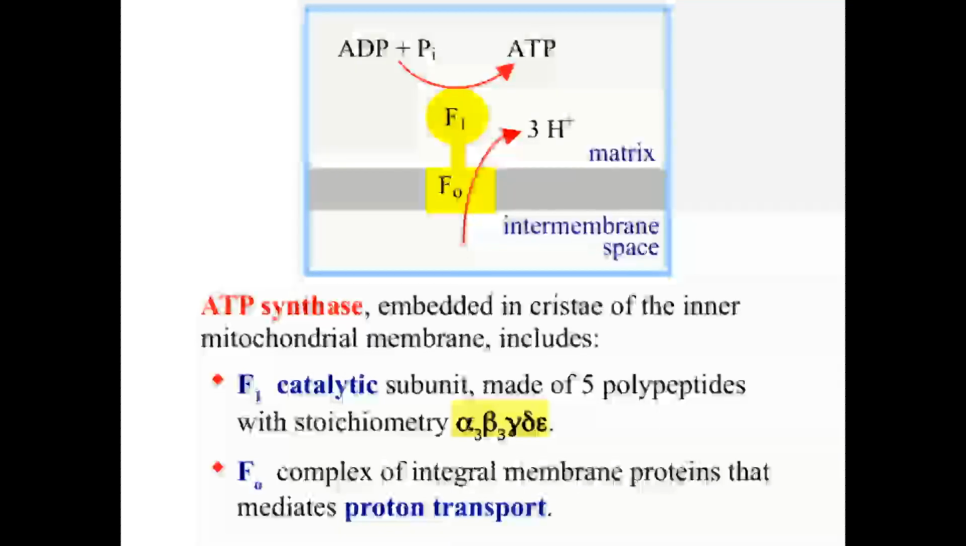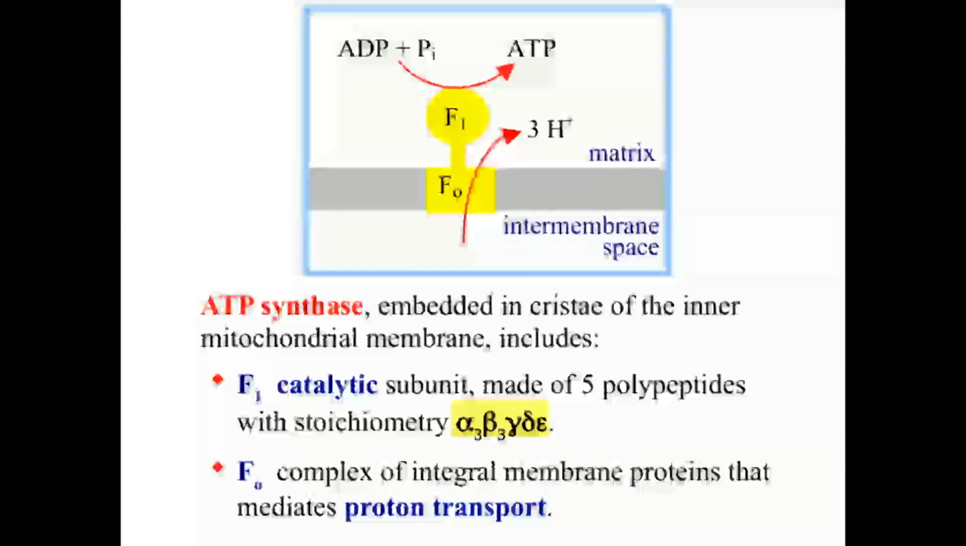Then there's the Fo complex, which is composed of integral membrane proteins. Its primary role is to mediate proton transport across the inner mitochondrial membrane. As protons flow through this complex, they drive the rotation and activity of the F1 subunit, ultimately leading to ATP production. Connecting this to the bigger picture, ATP synthase effectively links the process of electron transport and proton gradient formation with energy generation, exemplifying the elegance of mitochondrial function.